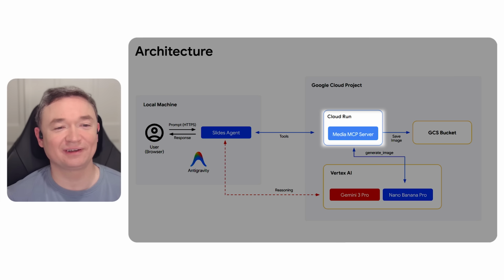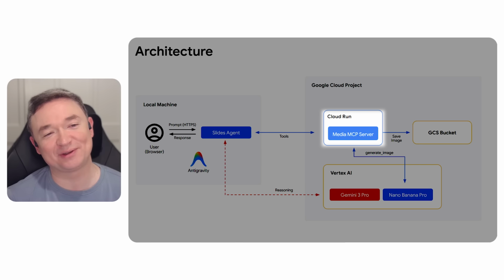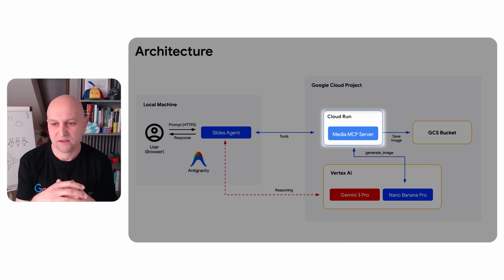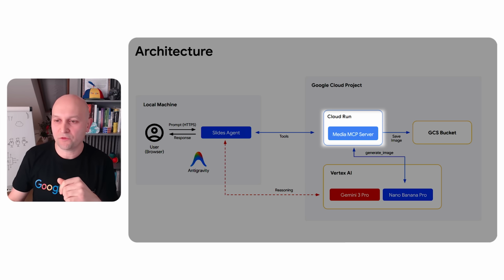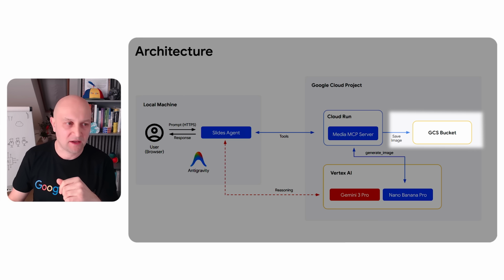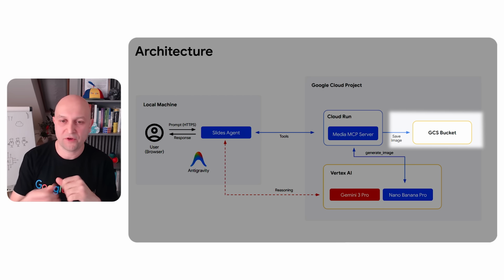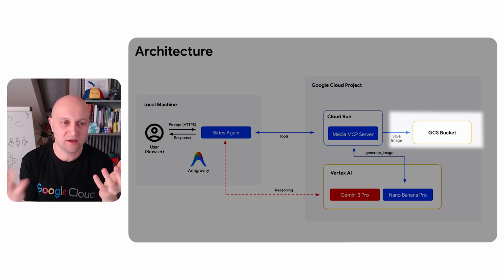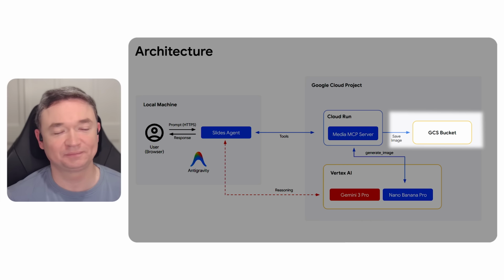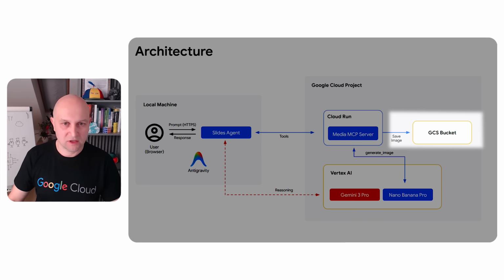Also, instead of calling Nano Banana directly, Slides Agent will call the media MCP server, which will call Nano Banana. Yes, exactly. And it will also do one more thing. It will save the image to the GCS bucket. Natively, Nano Banana will return the image to us, and we need to handle saving it. So the MCP server actually does that for us. So we are one step further down the road. We don't have to worry about saving the actual image in a bucket, so that the agent can show it to the users. Perfect. All right, so let's switch to the demo.